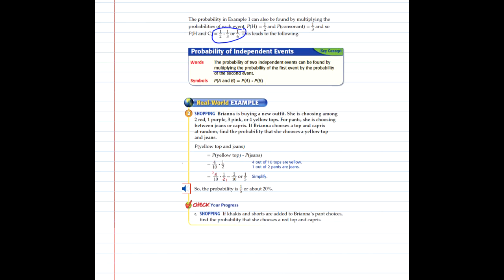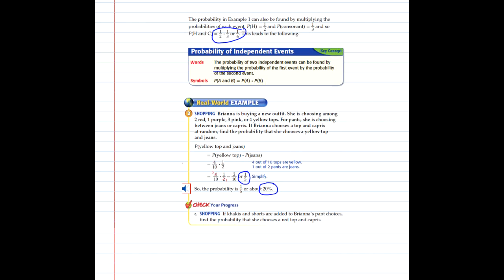We simplify the 2 and the 4 by dividing by the common factor of 2. We multiply those together. We get 2 over 10, which simplifies to 1 in 5. So the probability of picking a yellow top and jeans is 20%, or 1 in 5.